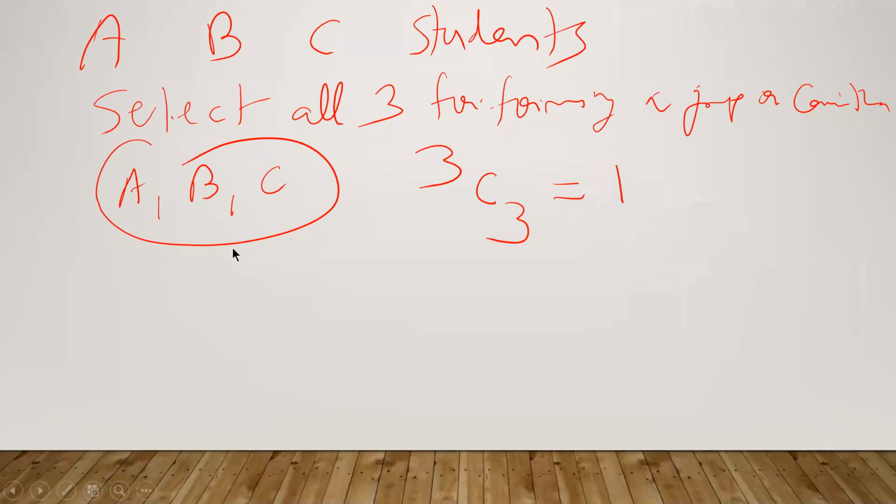Remember that. ABC or ACB or BAC or BCA, in whatever way I write, the committee is same. Okay, if I give the names Khan, Shah, and Ankita, these are the three people. I have to select all of them and form a committee. There will be only one committee: Khan, Ankita, and Shah.